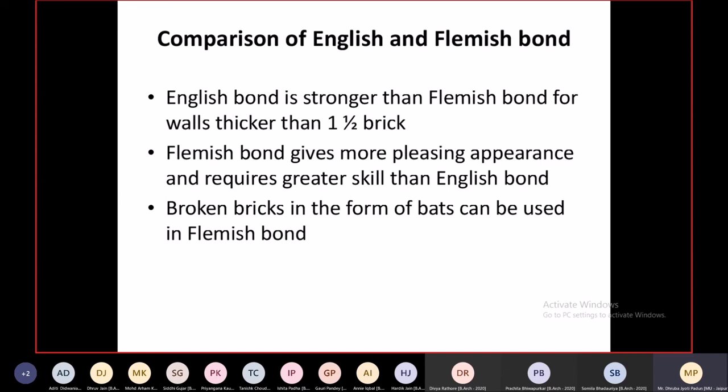Flemish bond gives a more pleasing appearance and requires greater skill than English bond. So we have just discussed how important it is to have skill to construct Flemish bond. Then, broken bricks in the form of beds can be used in Flemish bond. So in case of Flemish bond, we can use brick beds, but in English bond, the use of brick beds is discouraged.